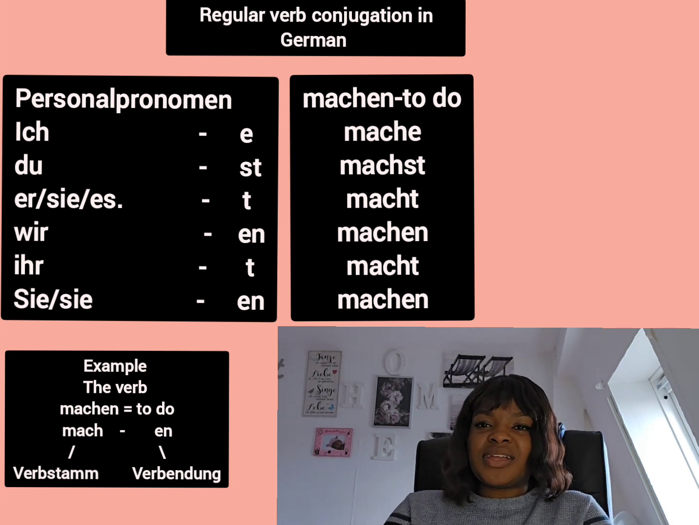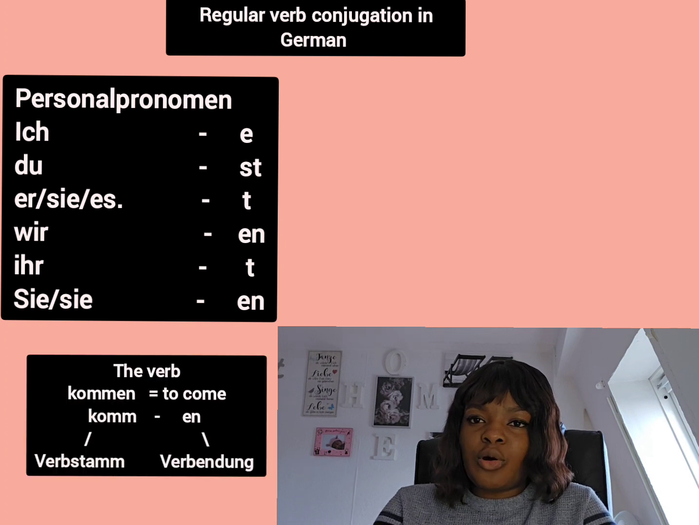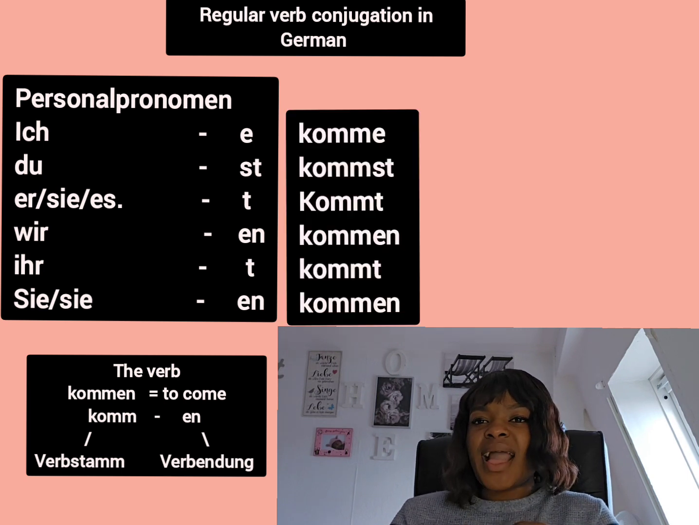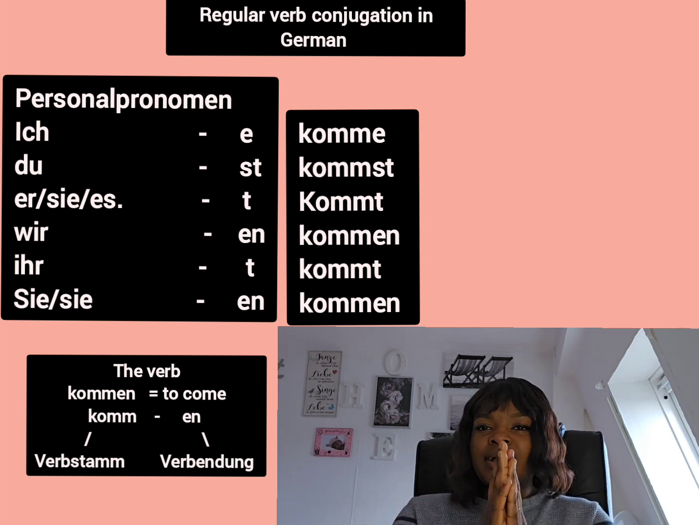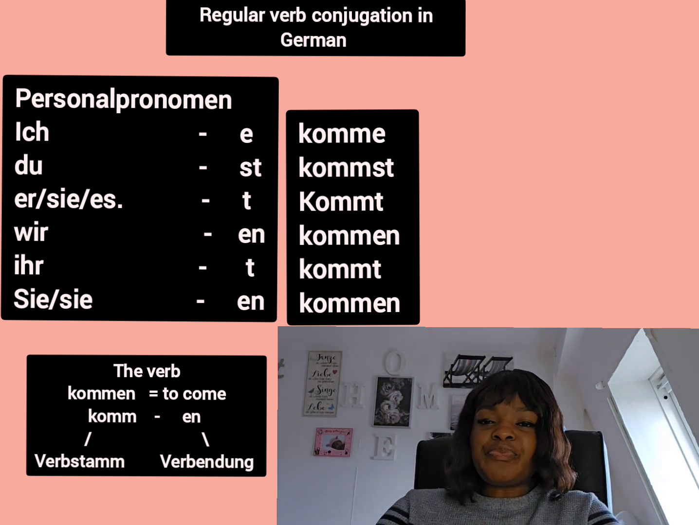We are going to be looking at another example. The verb kommen, the verb to come. Ich komme. I come. Ich, the first person. Ich komme. We are taking the verb stem and adding all these endings.